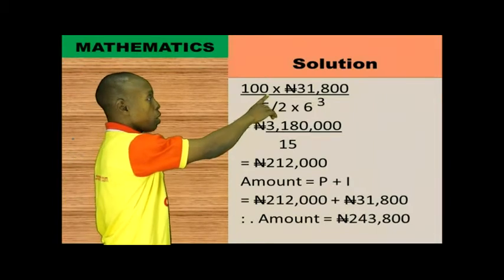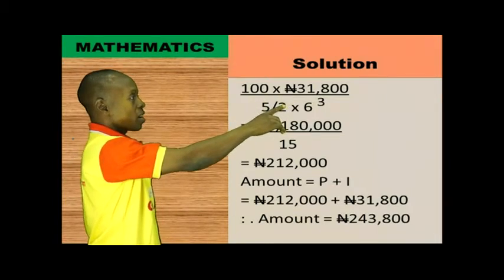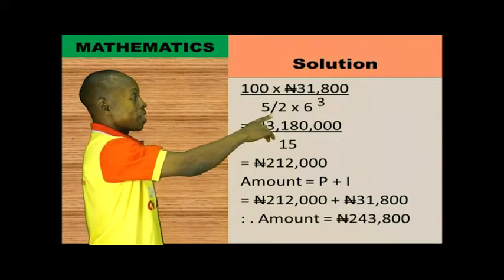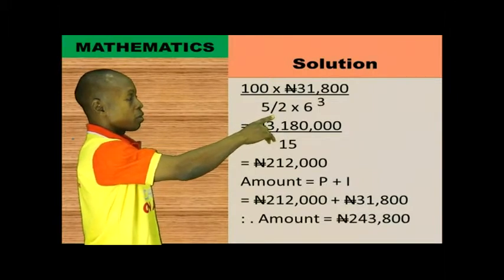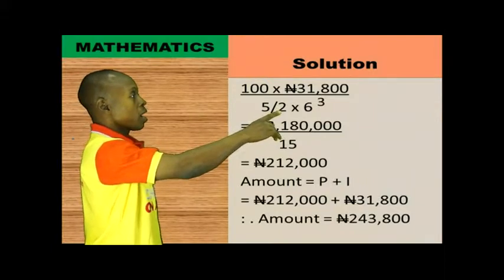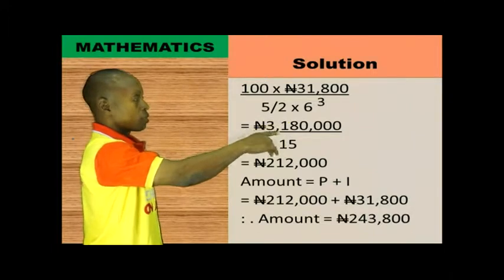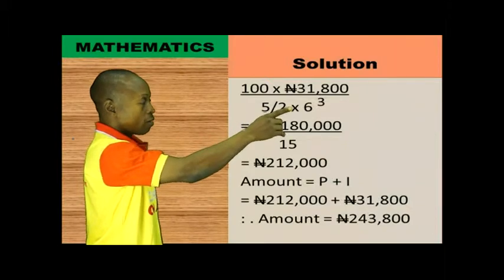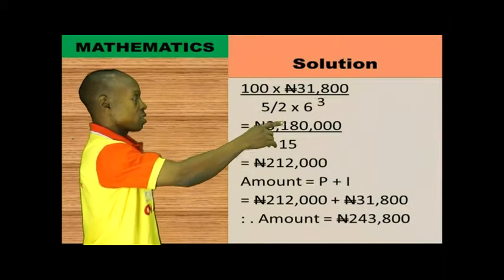So after slotting the values, you have 100 multiplied by 31,800 divided by 5 over 2. I told you 2.5 is the same thing as 5 over 2. If you change it from mixed fraction to improper fraction, multiply by 6. And when you divide, 2 can go in 6. So 2 in 2, that's 1. In 6, you have 3. That's why you have 3 on top of the 6 you have there.